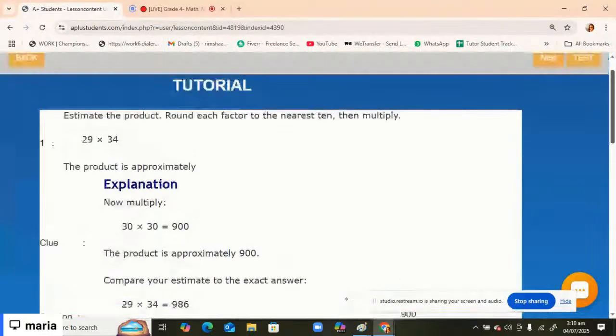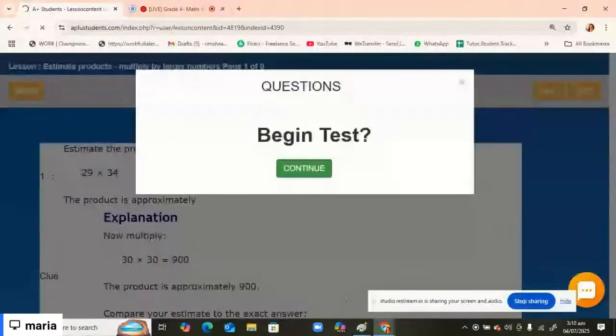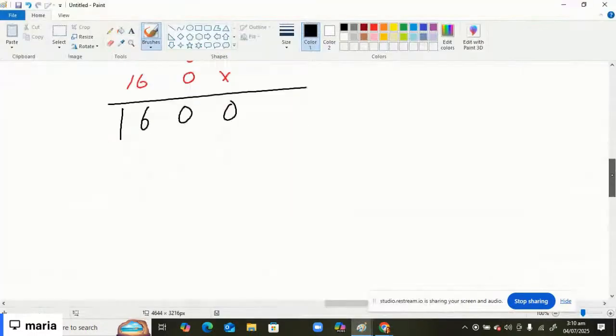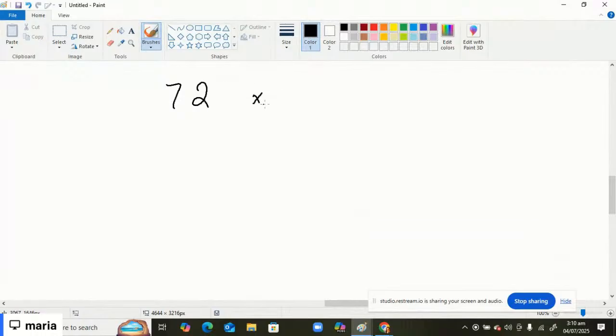Now let's do one or two test questions. Now I'm going to write the question here and you guys tell me the answers. Estimate the product, round each factor to the nearest 10 and then multiply. First of all, we are going to round 72 and 43. 72 times 43. Now first we check this 2. This 2 is less than 5, so 7 stays the same and that becomes 0. Times 43. There is 3, this is again less than 5, so 4 stays the same and the remaining should be 0.